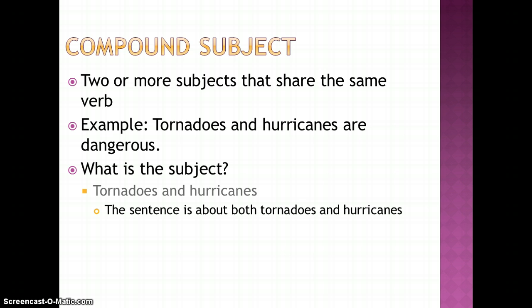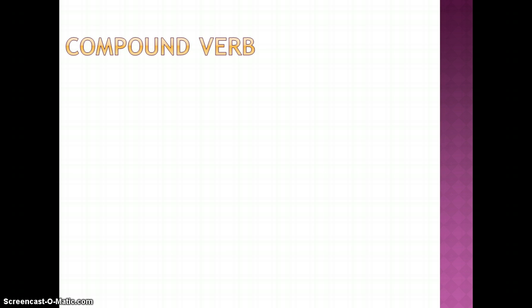Do not try to choose one, and do not try to make a simple subject with just one word in this instance. You'll notice the word and, but just because it has the word and, it doesn't always mean that it's going to be a compound sentence. Keep that in mind. But in this case, tornadoes and hurricanes, both are dangerous. So think about that now.